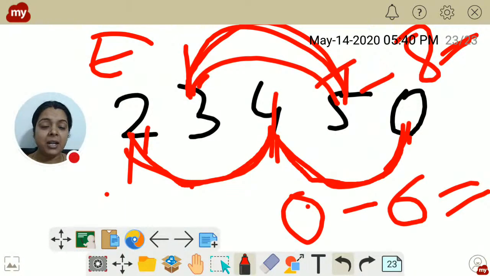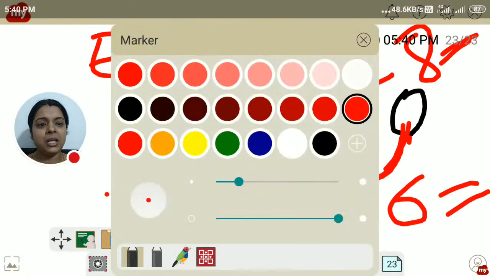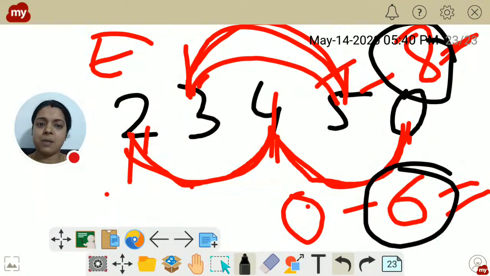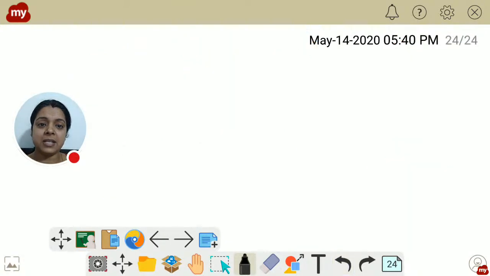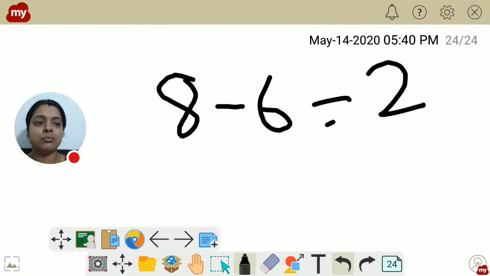So what I did, I added up the even place numbers here and I added up the odd place numbers here. Now what to do next? It is 8 and 6. Now even place minus odd place, the bigger minus the smaller. Here the bigger number is even, so I have just subtracted. The answer comes 2.